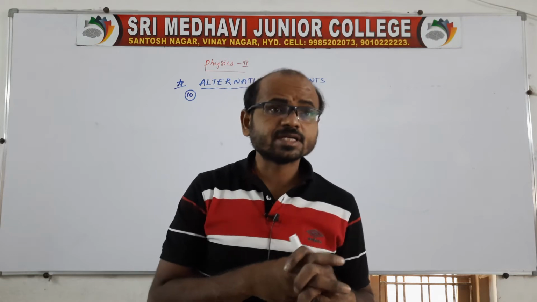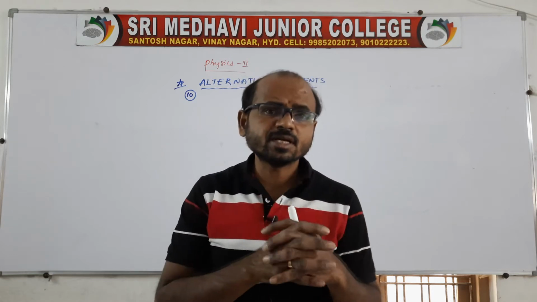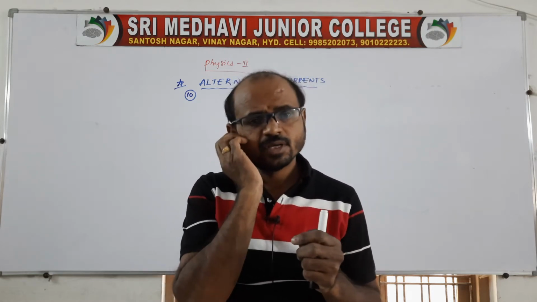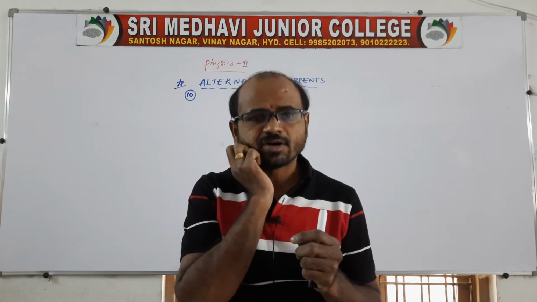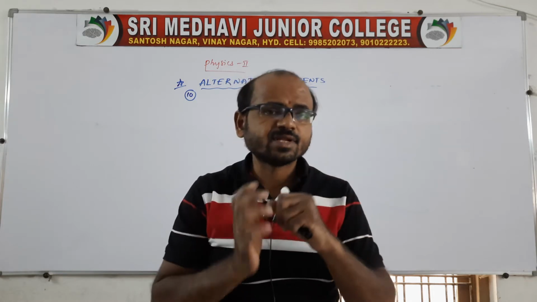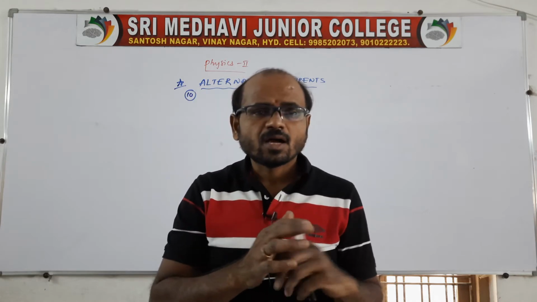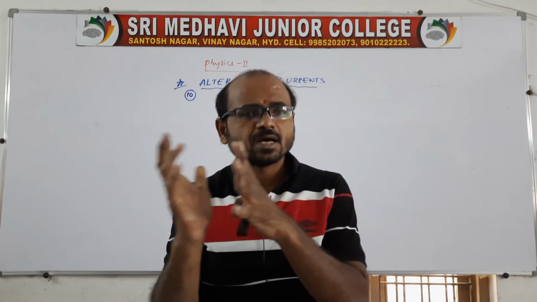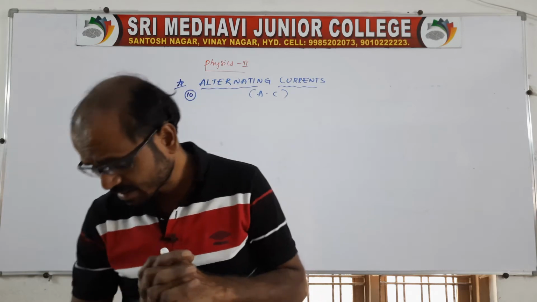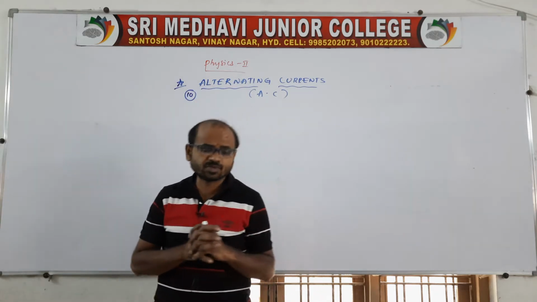Sir, what is alternating current? Alternating current consists of both positive and negative parts. See, as I showed in the last class, there is a graph representing both: the half cycle is positive and the remaining half cycle is negative. It consists of both halves. That is very, very important.